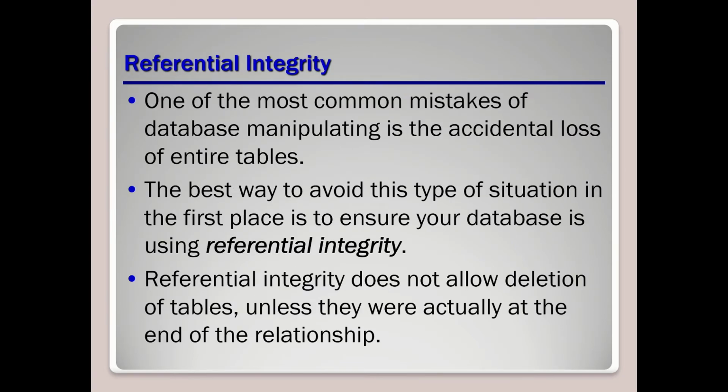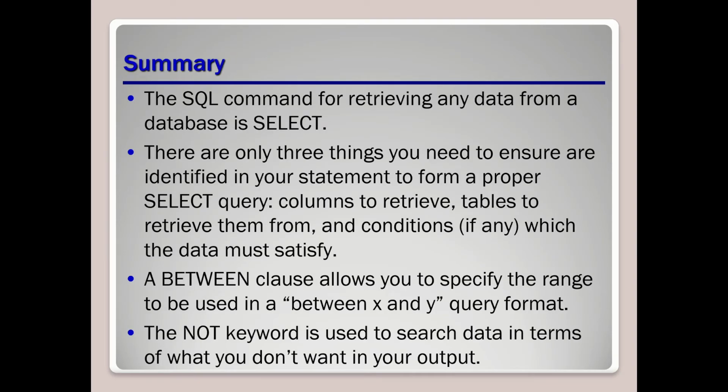Your referential integrity. One of the most common mistakes of database manipulation is the accidental loss of an entire table. The best way to avoid this type of situation in the first place is to ensure your database is using referential integrity. So referential integrity does not allow deletion of tables unless they are actually at the end of the relationship. So let's just go ahead and recap.